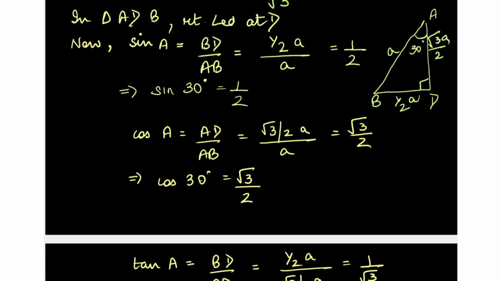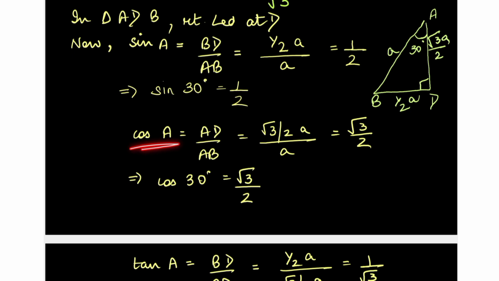Now for 30 degrees, we will take the same triangle ADB, right angled at D. Now we will find the trigonometric ratios with respect to angle A. So it makes BD the perpendicular, AD the base, and AB the hypotenuse. Okay. So sin A is equal to perpendicular upon the hypotenuse, that is BD upon AB, which is 1 by 2A divided by A, that gives us 1 by 2. So sin 30 degree is equal to 1 by 2, that is 0.5.